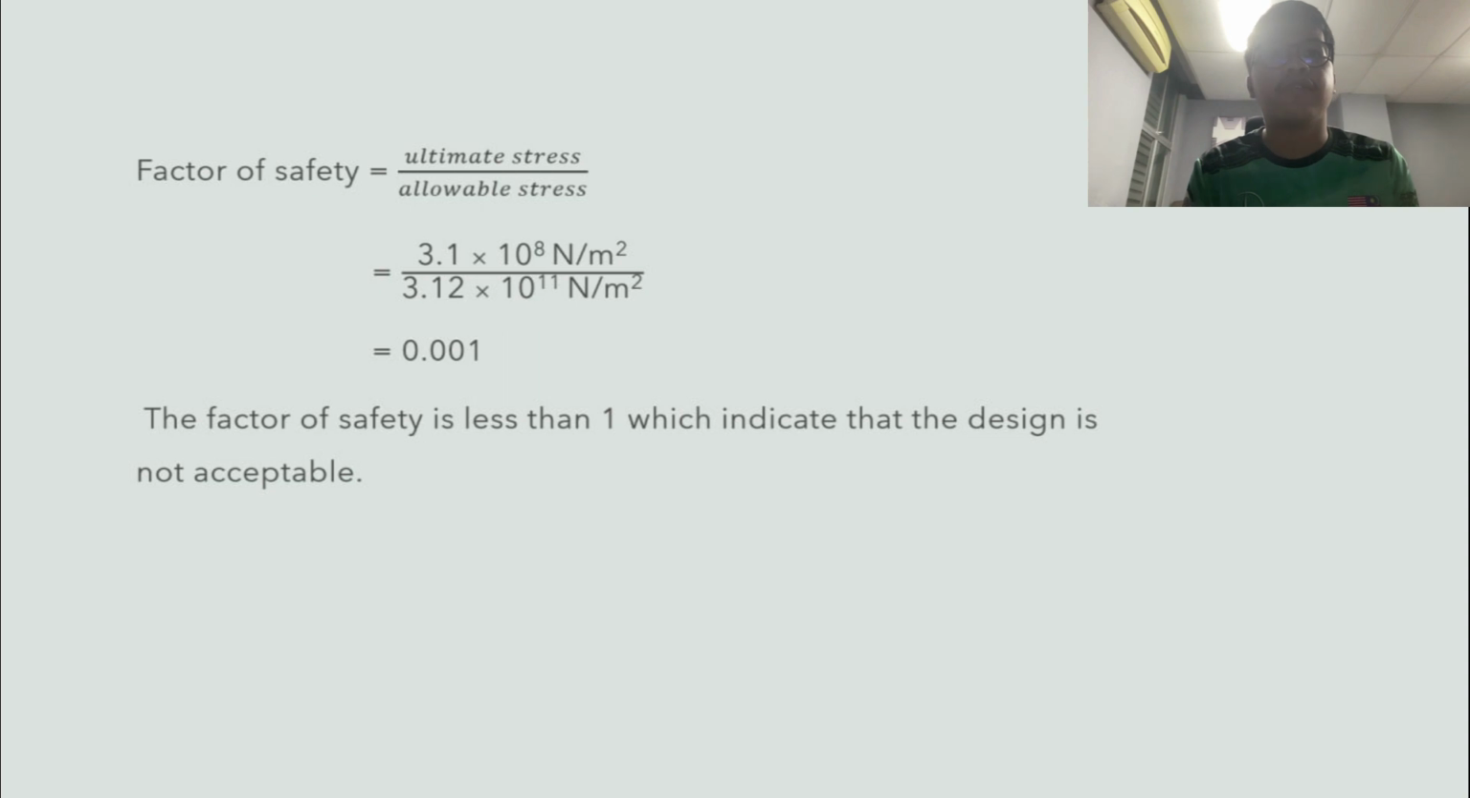I'm going to explain about the factor of safety. The formula for the factor of safety is the ultimate stress divided by allowable stress. The value for the ultimate stress is 3.1 times 10 to the power of 8 Newton per meter squared, and the value of allowable stress is 3.12 times 10 to the power of 11 Newton per meter squared. After calculating, we got 0.001. So the factor of safety is less than 1, which indicates the design is not acceptable.